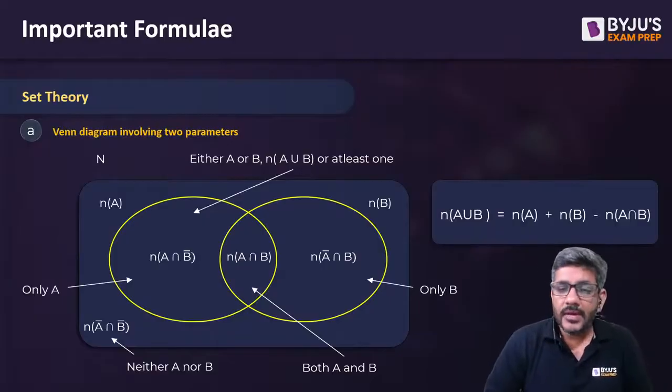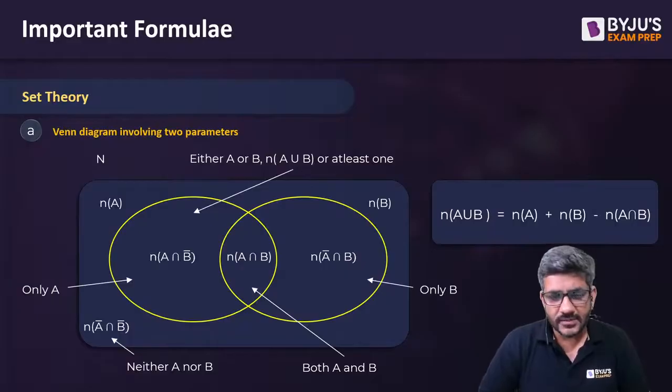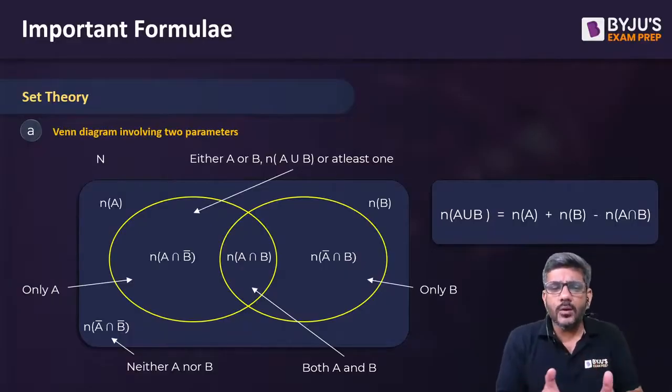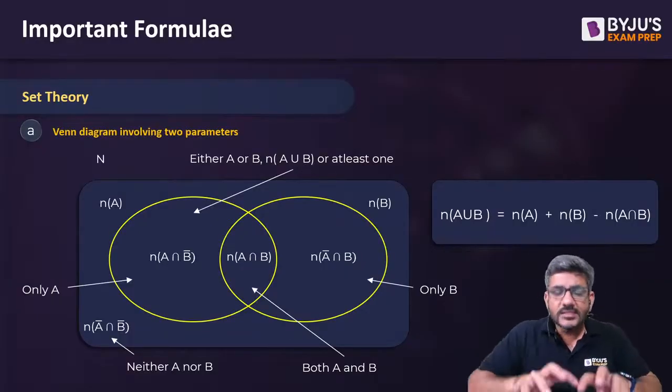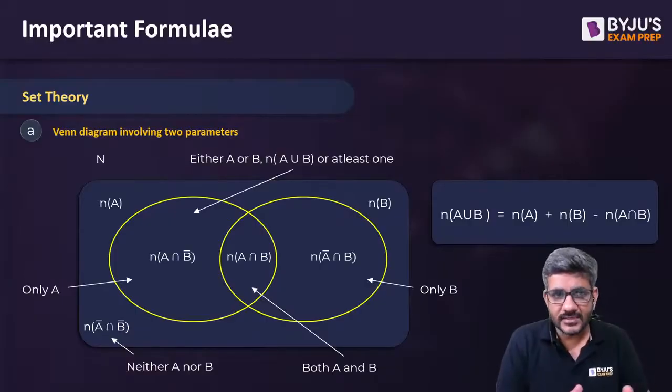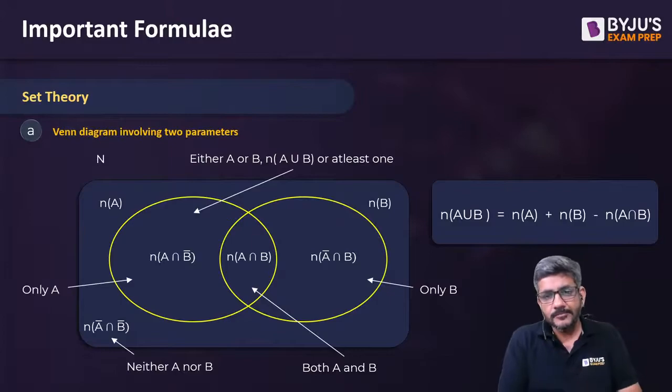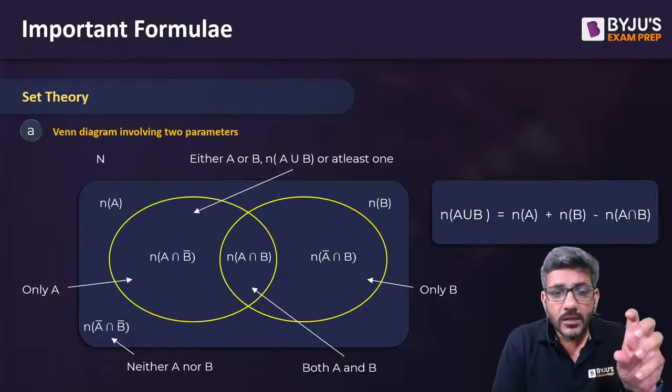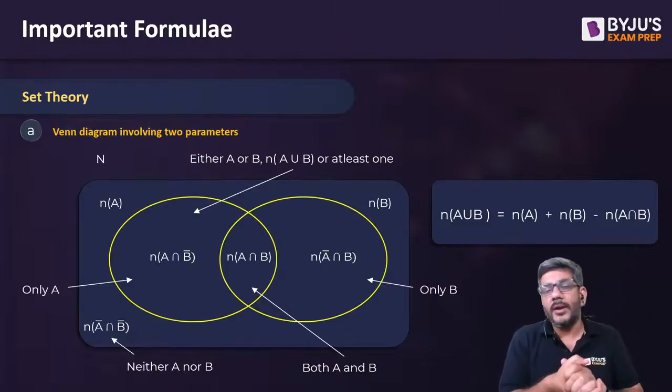So Venn diagram involving 2 parameters first. So Venn diagram, what is that? A Venn diagram is a circular way of representing sets. I mean when you represent a set by a circle. Okay? Then that is what we call a Venn diagram.